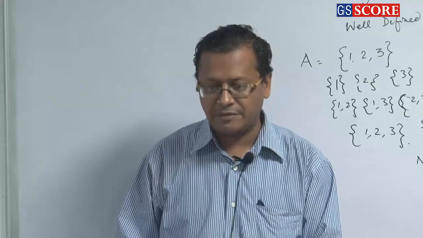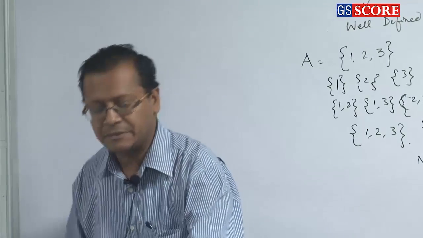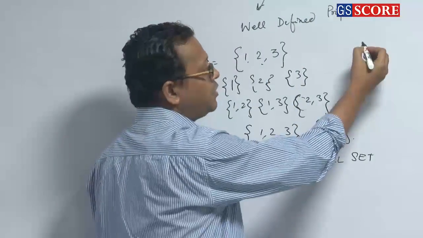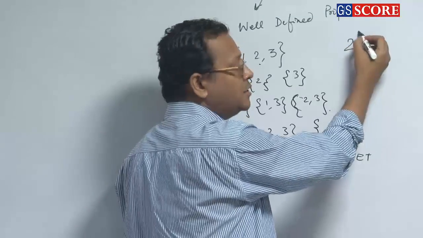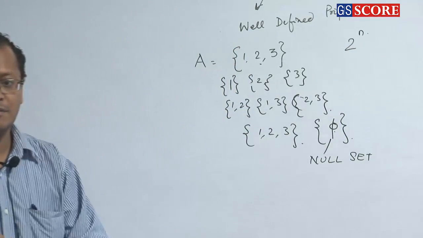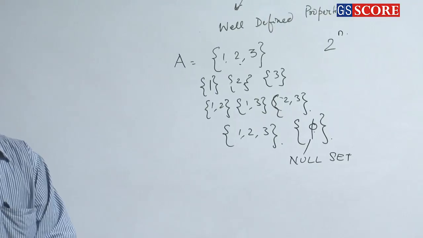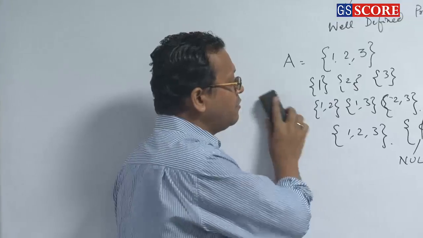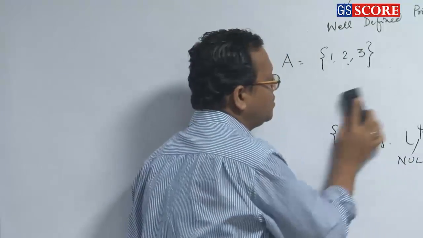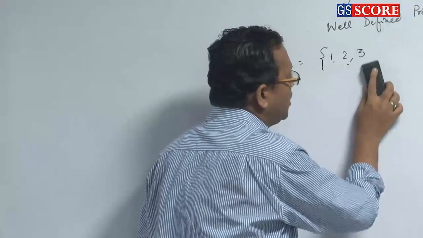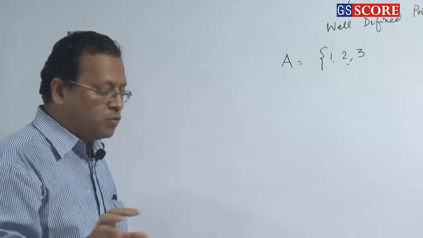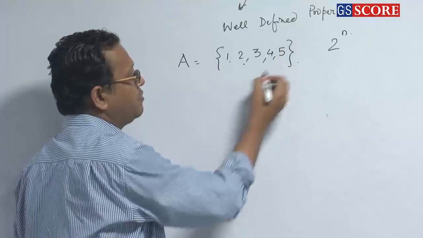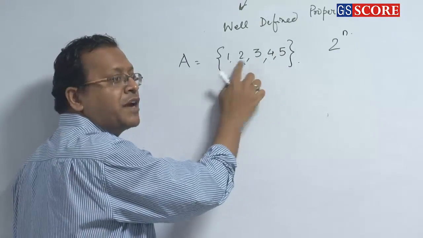So 8 subsets are there, right? So for 3 elements, 8 subsets. For n elements, how many subsets? 2 raised to the power n. Easy or not? 2 raised to the power n is the number of subsets. So now I go a little bit more ahead. 1, 2, 3, 4, 5. This is a set of 5 elements.